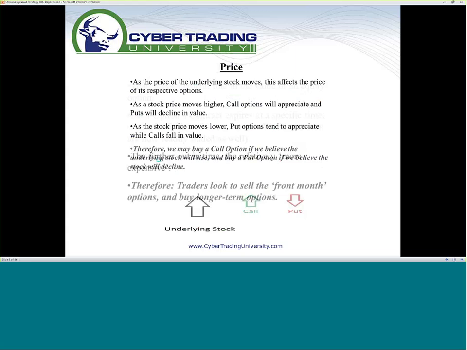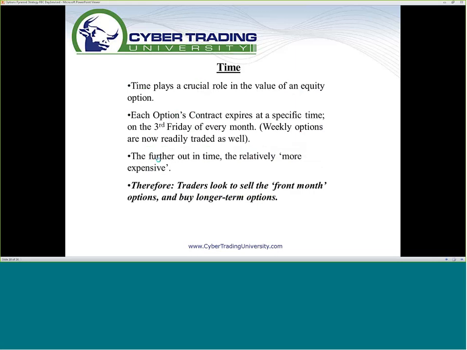In other words, a call option tends to move in the same direction as a stock, the put option in the opposite. The second element in determining the value of an option contract is time. All options eventually expire, and as we get closer to the expiration date of each option contract, the value of that put or call tends to deteriorate. So we should always be aware of that and trade accordingly. Most specifically, options tend to lose the greatest amount of value as we get closer to options expiration, which is typically the 3rd Friday of every month.